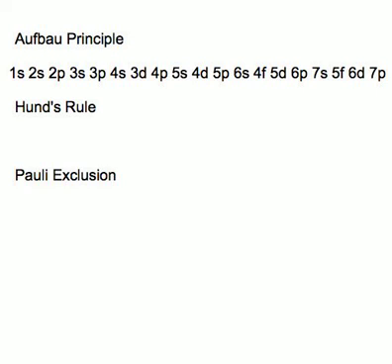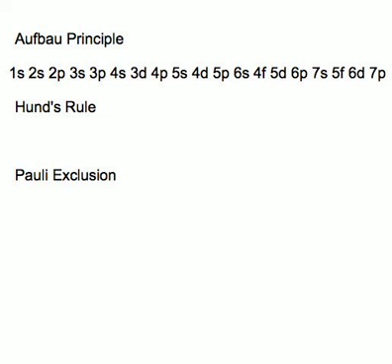Hund's rule relates to orbitals that are at the exact same energy level. Basically, when you have a set of 3, 5, or 7 orbitals at the exact same energy level. So if you remember from our diagram, we listed the orbitals in order of increasing energy. All 3 orbitals for the 2p, 3p, 4p were at the exact same energy level.